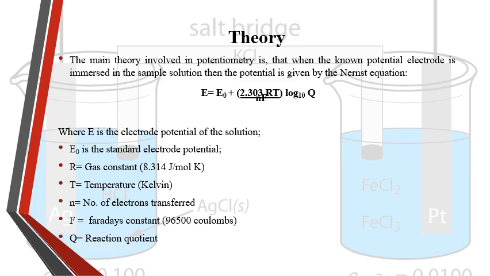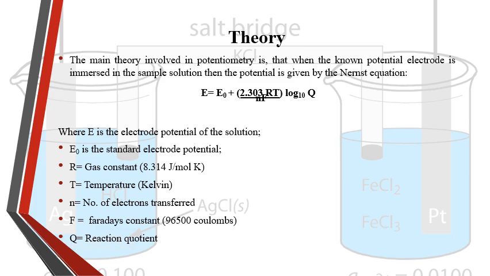E0 is the standard electrode potential. This is the potential of the electrode when it is in standard state, meaning it is in a solution where the ion concentrations are 1 molar and the temperature is 25 degrees Celsius. The standard electrode potential is a known value for specific electrodes and serves as a reference point.